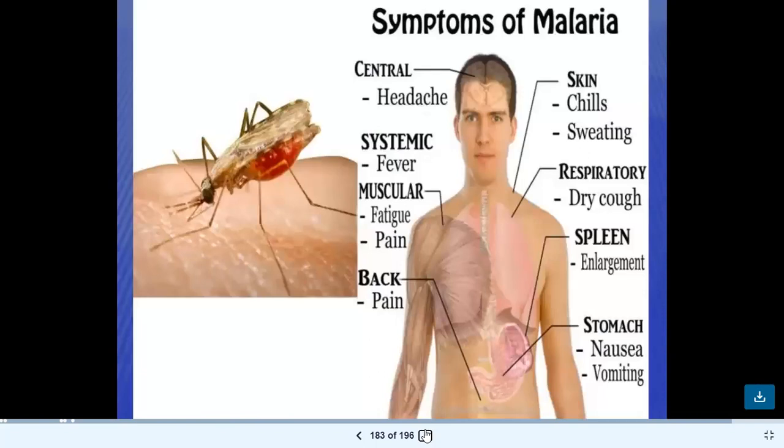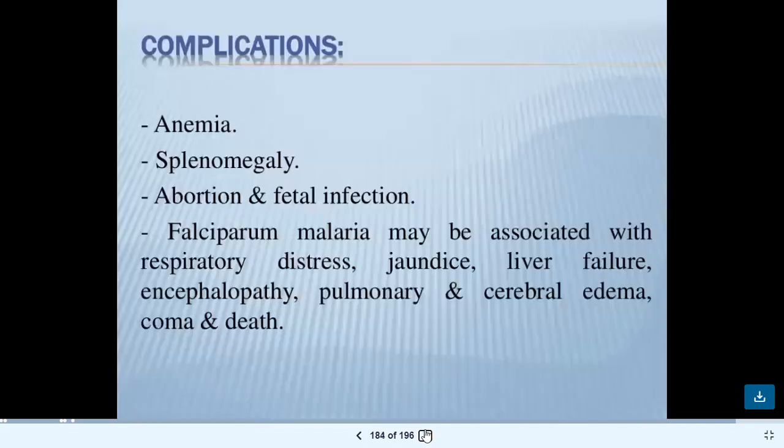Now the symptoms of malaria. Generally, there is headache, chills and sweating, systemic fever, muscular fatigue and pain, back pain; in the respiratory system, dry cough; spleen enlargement; and in the stomach, nausea and vomiting.